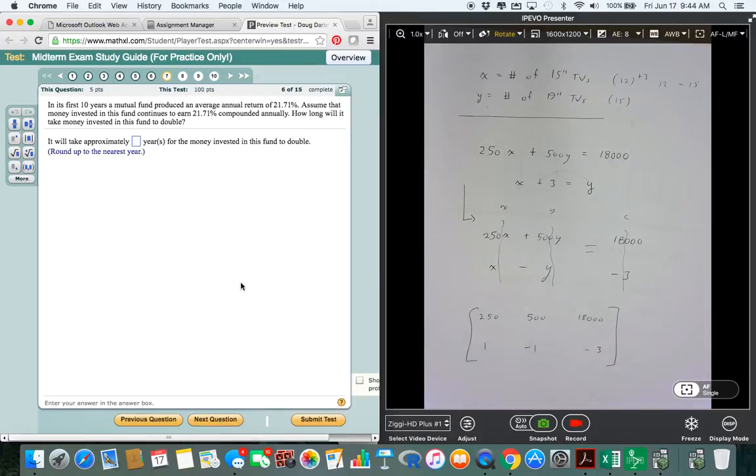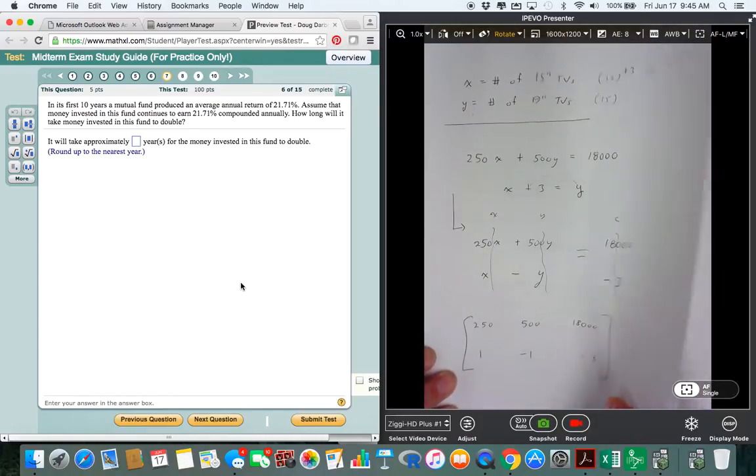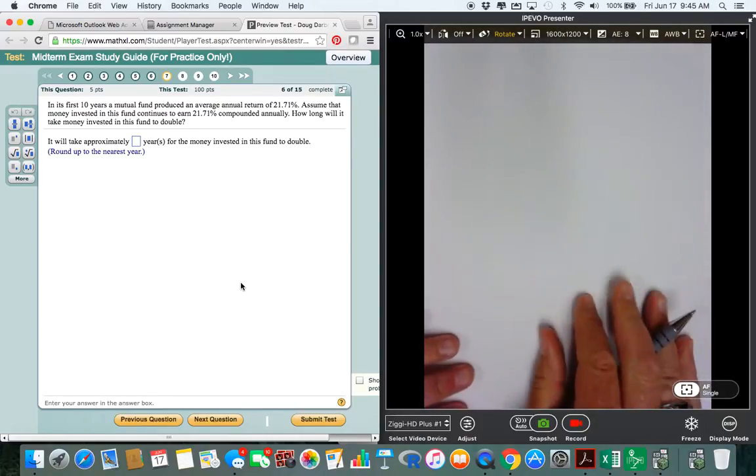All right, gang, in the first 10 years, a mutual fund produced an average annual return of 21.71. Assume the money invested continues to earn 21.71 compounded annually. How long will it take the money invested in this fund to double? It reads a little weird, but it's clear after you think about it.